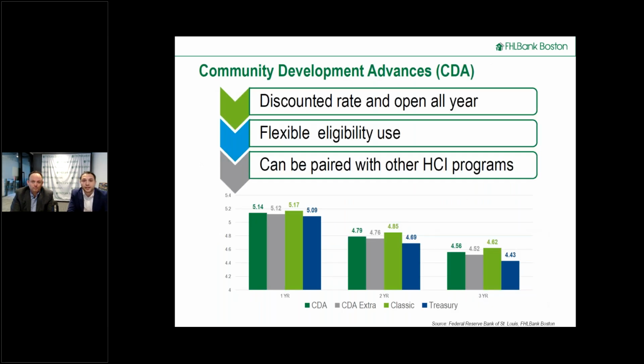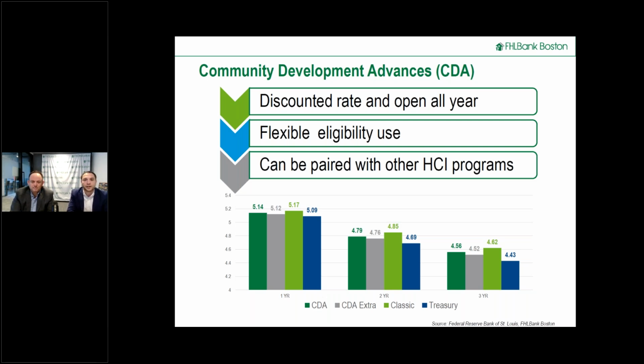So next we have the Community Development Advance, or CDA as we call it. And here I just want to go over what CDA is. CDA is basically an advance, but it's highly discounted and it's available all year. So how do you take down a discounted advance? Well, it's based on eligibility off of what the advance will be used for, which project, and if it contributes to helping house our communities. So it's flexible in its use.